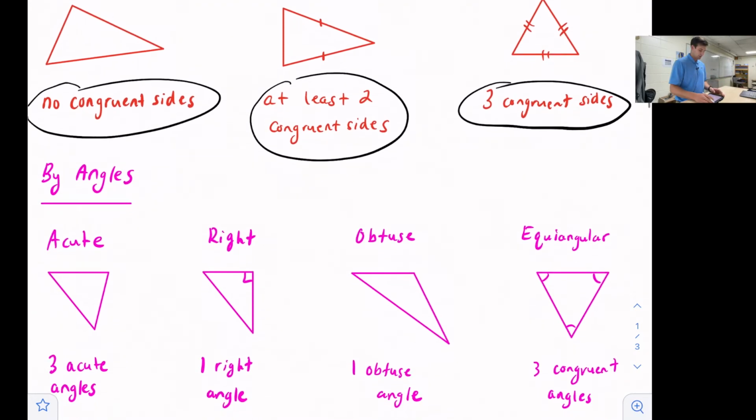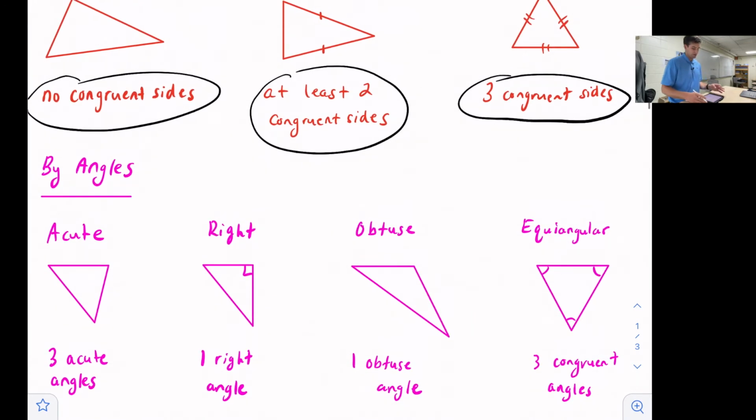And we can classify by angles. By angles, we have actually four names that we could give to a triangle. We have an acute triangle, which means we have three acute angles, or three angles that are less than 90 degrees in measure. We could have a right triangle, which just means one of the angles of our triangle is a 90-degree angle. And we could have an obtuse triangle, which means we have one obtuse angle, so one angle that is more than 90 degrees in measure. And lastly, we could have an equiangular triangle, which means all three angles are the same measure. That measure would be 60 degrees, okay?